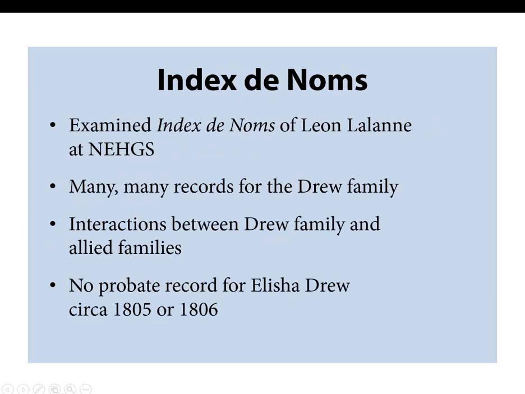So here at NEHGS, we have his name index, which I examined first for the probate record of Alicia Drew in about 1805 or 1806. Unfortunately, I could not find a record for Alicia, but there were many, many records for the Drew family. And I could also see a lot of interactions between the Drew family and some of their allied families. So I was hoping that maybe I could find some information in all of these records.